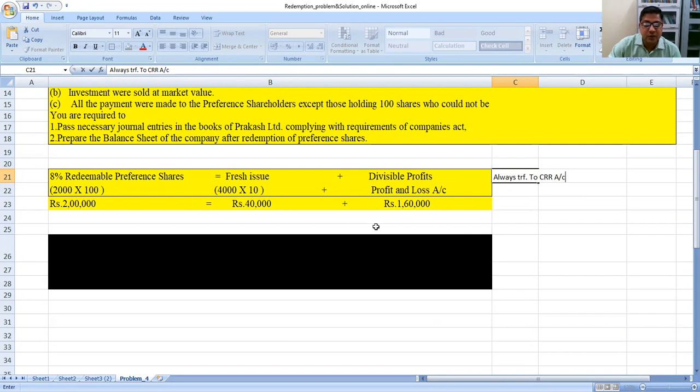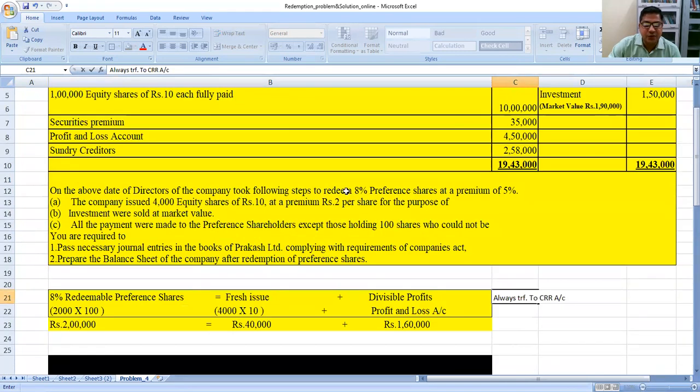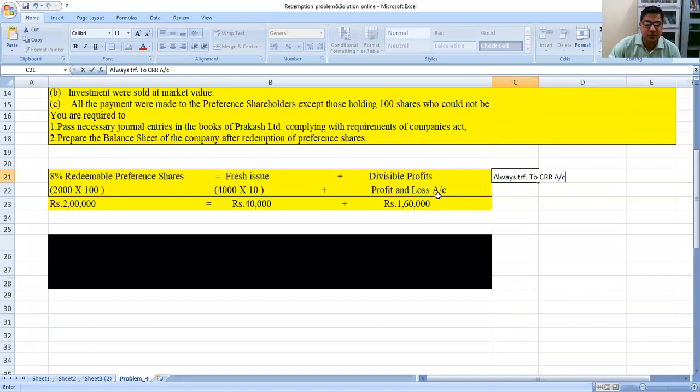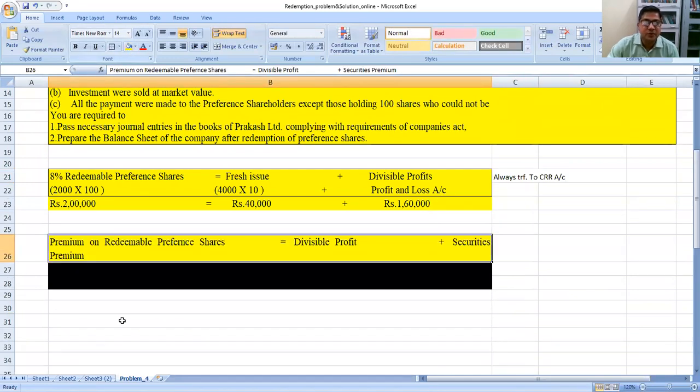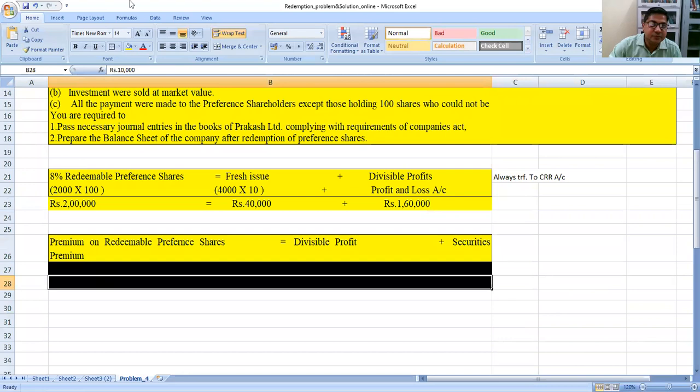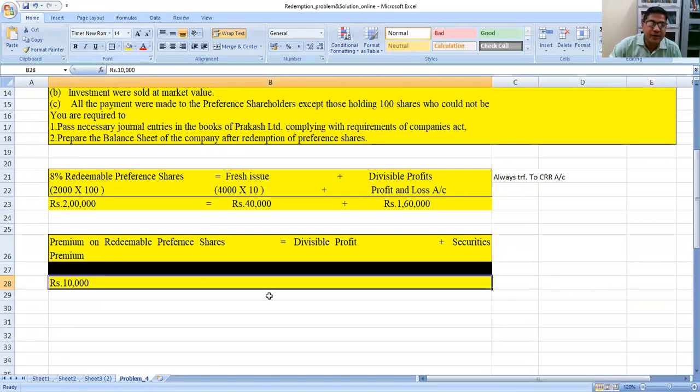ओके, फाइन. Now the company says that we will redeem the 8% preference shares at a premium. आपण प्रीमियम सुद्धा देणार आहोत असं कंपनी सांगते. कंपनी रिडम्पशन विथ प्रीमियम करते. प्रीमियम ऑन रिडम्पशन ऑफ प्रेफरन्स शेअर्स. आता हा प्रीमियम किती आहे? प्रीमियम व्हॅल्यू आहे 10,000.